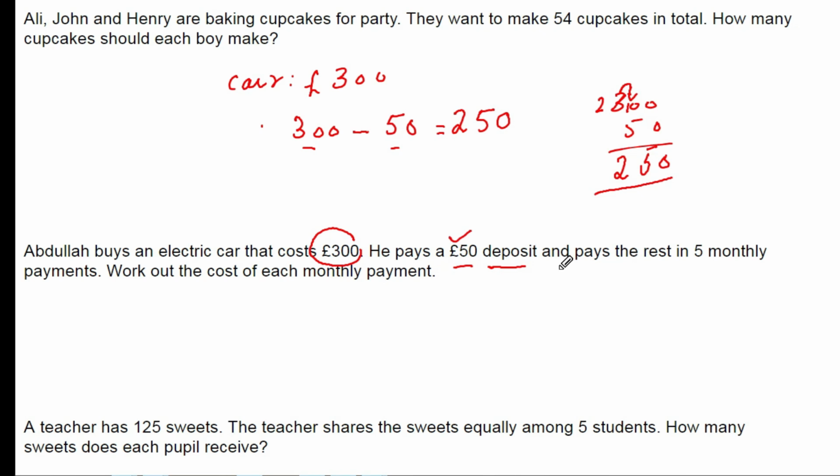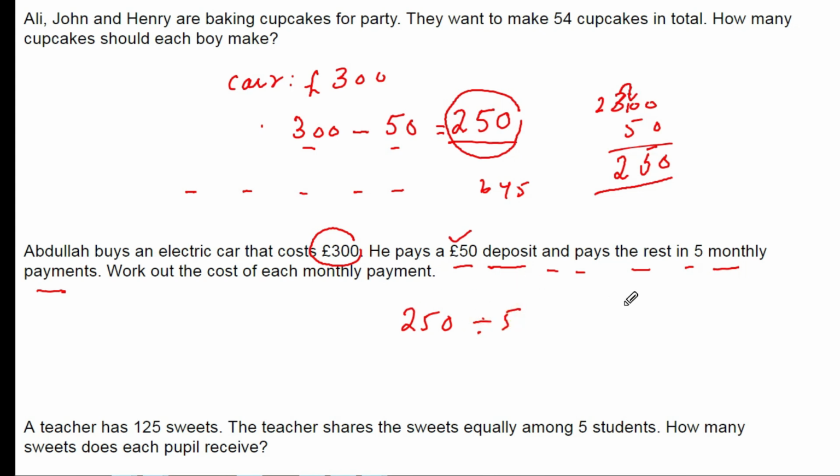Alright, now read next. And pays the rest, means this is the rest, in 5 monthly payments. Understand? Now this money he needs to pay in 5 months, right? 5 installments. 1, 2, 3, 4, 5. So what do we mean by this? This money needs to be divided by 5, right? How to do? 250 divided by 5.